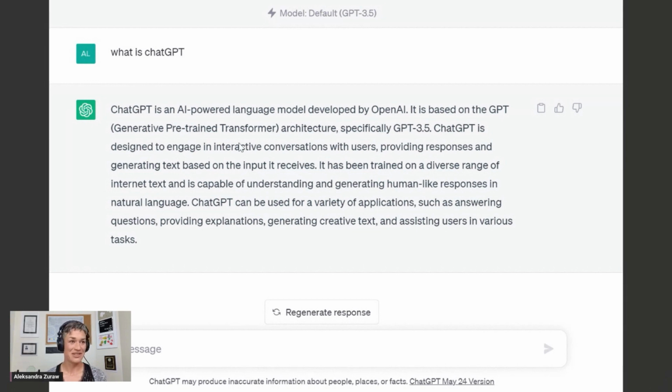And this is the architecture, ChatGPT, a generative pre-trained transformer, ChatGPT 3.5. Now we have ChatGPT 4, which is even better. And it can be used for a variety of applications, such as answering questions, providing explanations, generating creative text, and assisting users in various tasks.